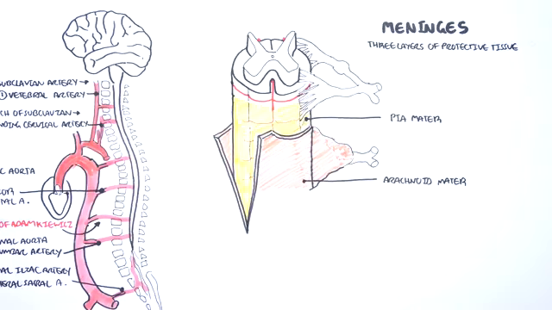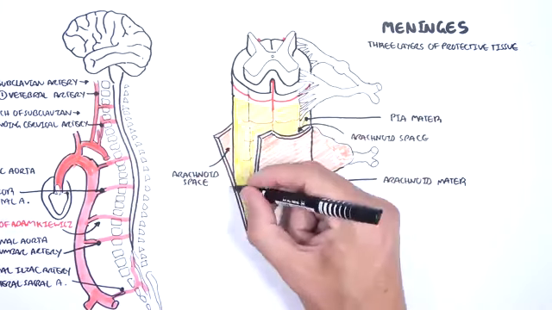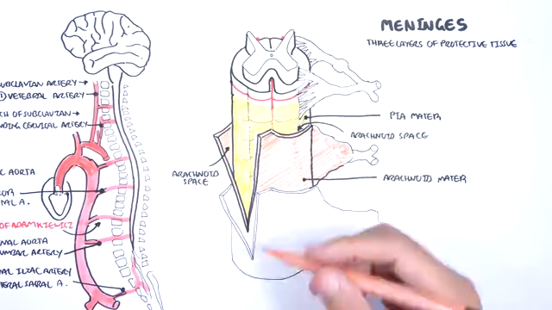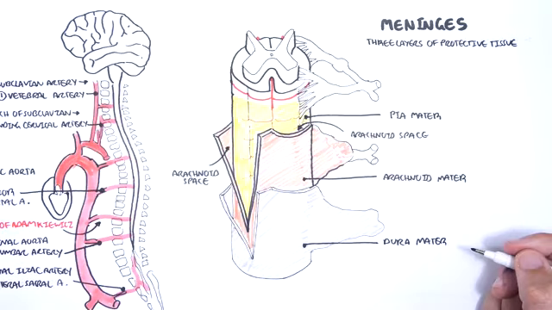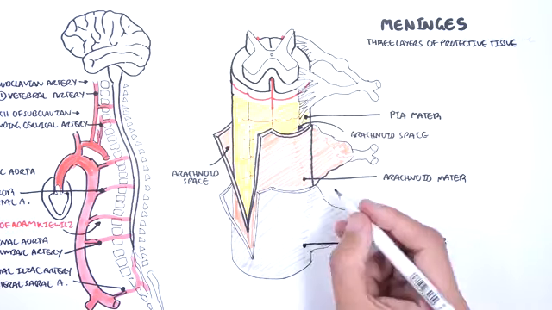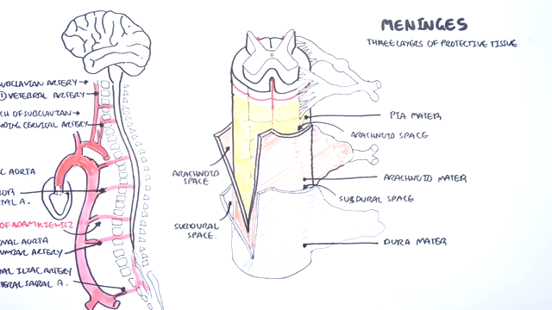Between the pia mater and the arachnoid membrane is the arachnoid space. The outermost meningeal layer is the dura mater. Between the dura mater and the arachnoid membrane is the subdural space. Above the dura mater is the epidural space.